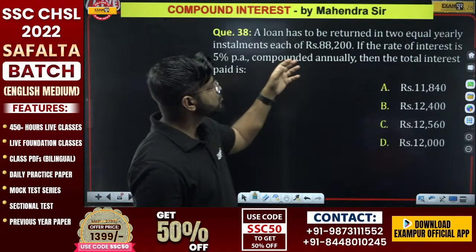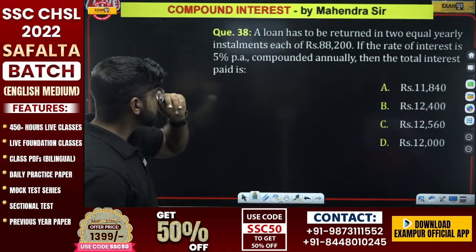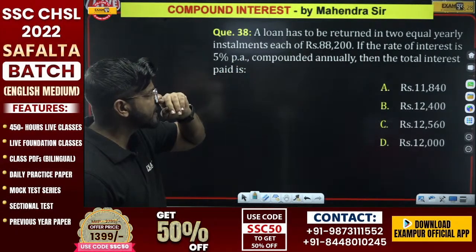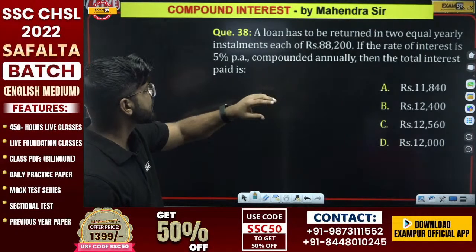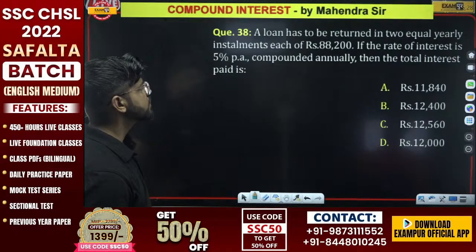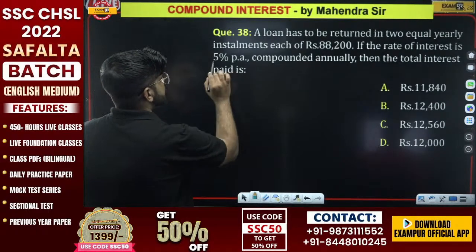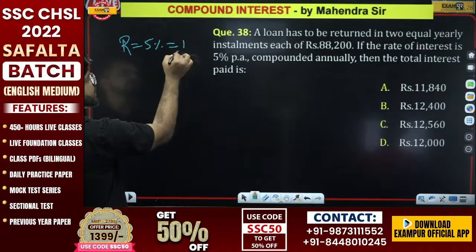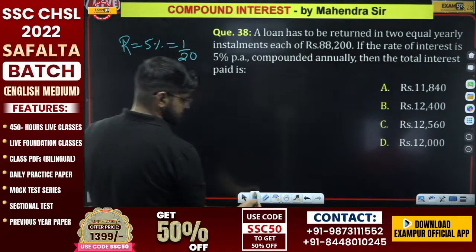A loan has to be returned in 2 years, in two equal yearly installments each of 8820. If the rate of interest is 5% per annum compounded annually, then find the total interest paid. You know that 5% is there. R is equal to what? 5%, that means 1 by 20. Yes or no?